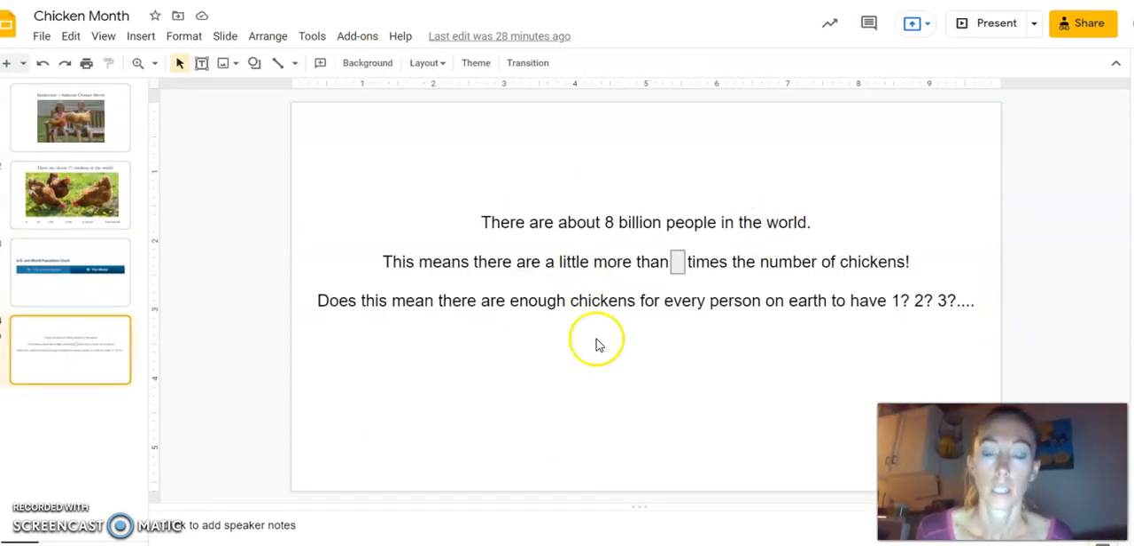Then we have actually making a multiplicative comparison about it. There are about 8 billion people in the world. This means there are a little more than how many times the number of chickens? So we don't just have 8 billion chickens. Do we have twice as much? 16 billion? No. Do we have 3 times as much? 8 times 3, 24 billion? Yeah, we have around 3 times. So if you click on this in present mode, it'll go away. So this means there are enough chickens for every person on earth to have 1, 2, 3. It's going to be about 3 chickens per person. So I just thought that was nuts.